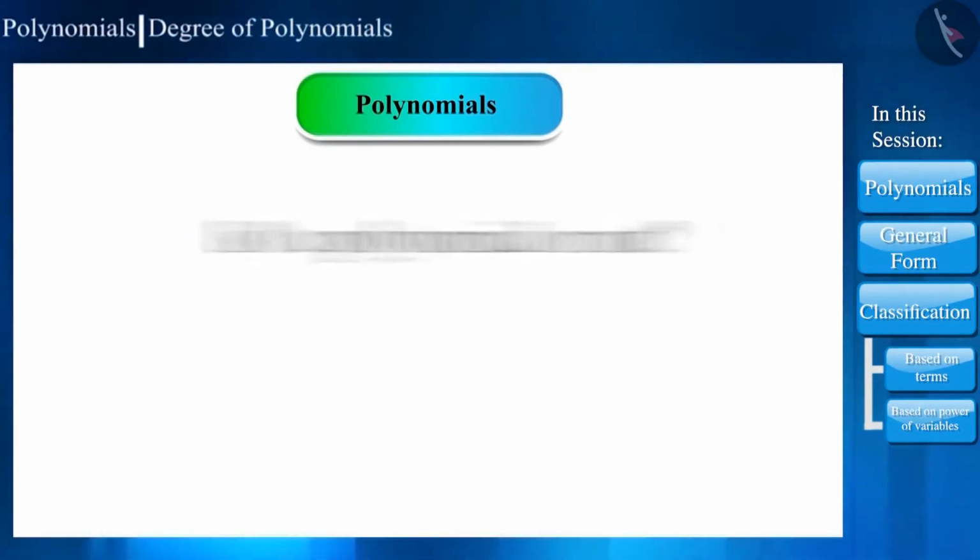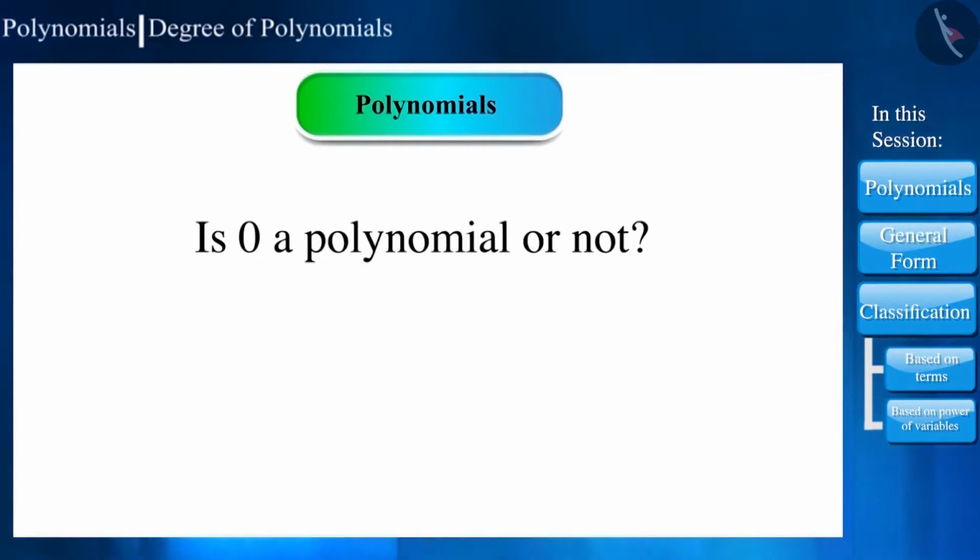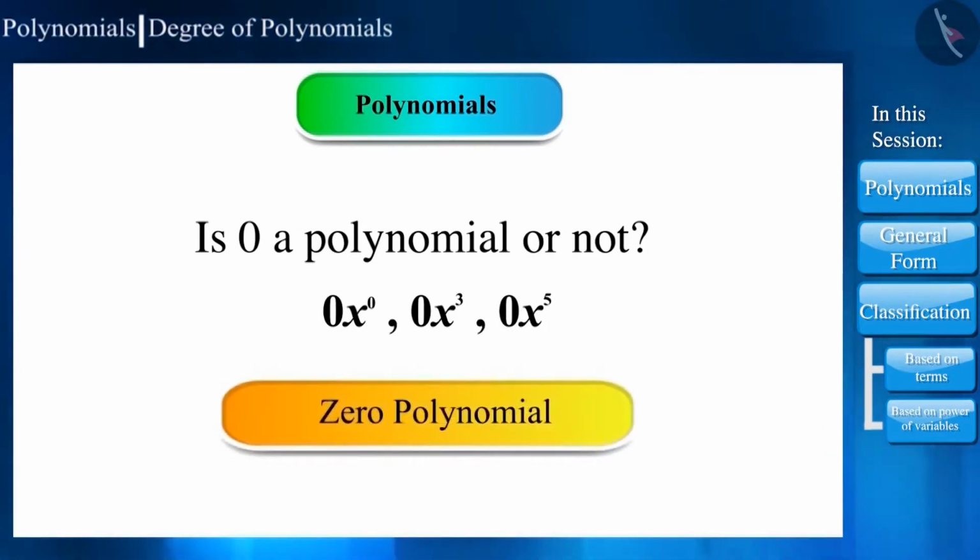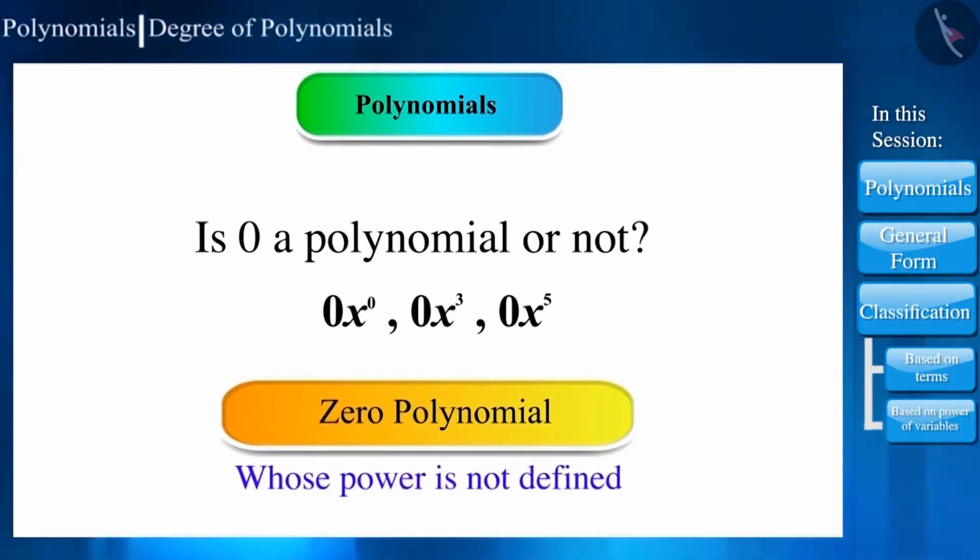Is the number 0 also a polynomial? 0 can be expressed as 0 times x to the power of 0, or 0 times x to the power of 3, or 0 times x to the power of 5, or as a power of any variable. So, 0 is called the zero polynomial, whose degree is not defined.